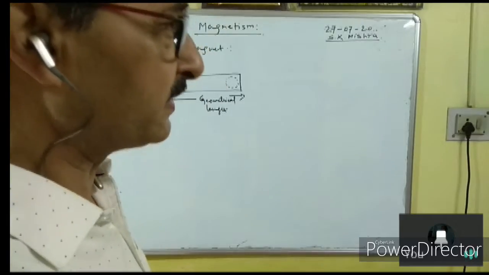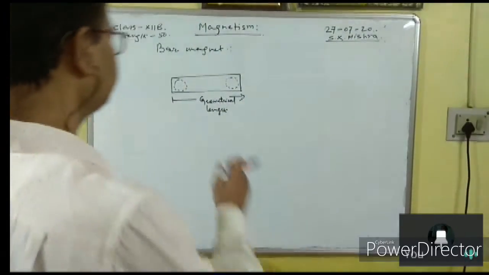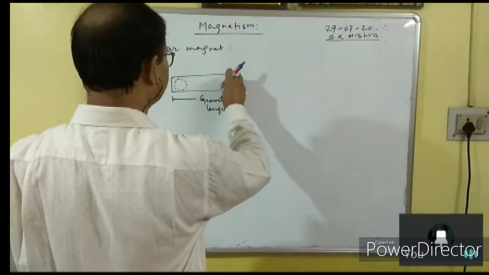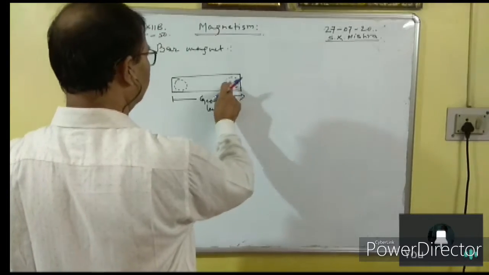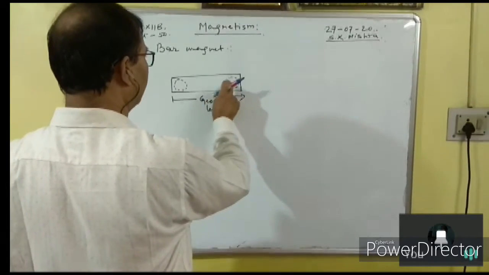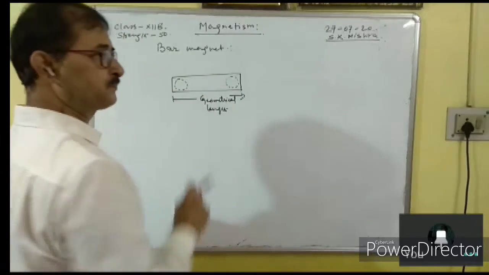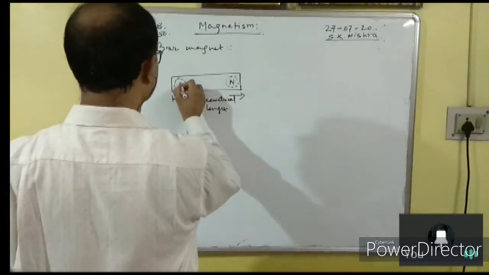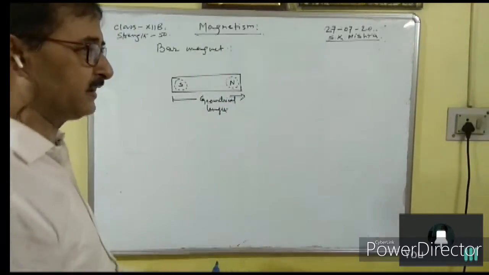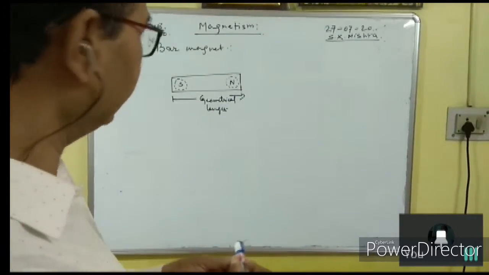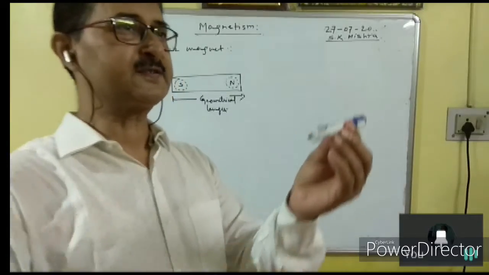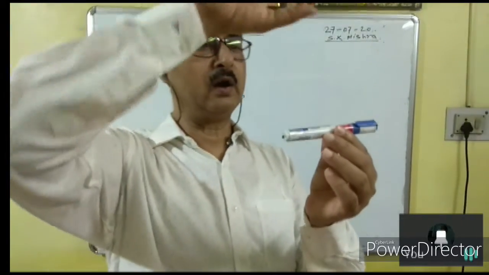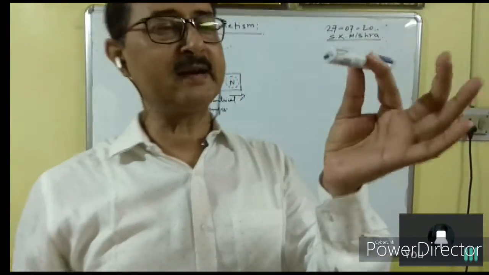So poles are the region near the end where the strength of the magnet is supposed to be concentrated. Actually, maximum power is concentrated here. If you move towards the middle point, then the power of the magnet decreases. Okay? So this is called north and this is called south.